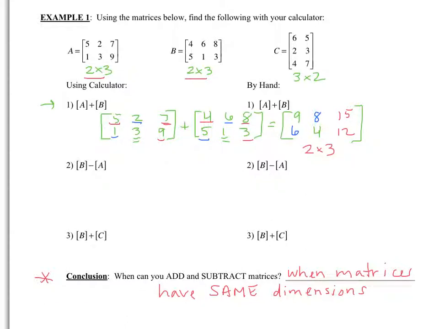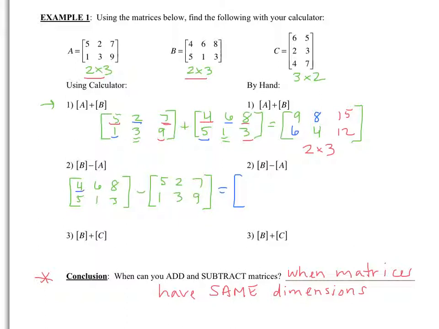Okay? So the same rule applies with subtraction. So we subtract the elements that are in the same exact position. So in this example here, when we have B minus A, order is important, 4, 6, 8, 5, 1, 3, minus matrix A, 5, 2, 7, 1, 3, 9. And now we go ahead and we subtract the elements that are in the same exact location.